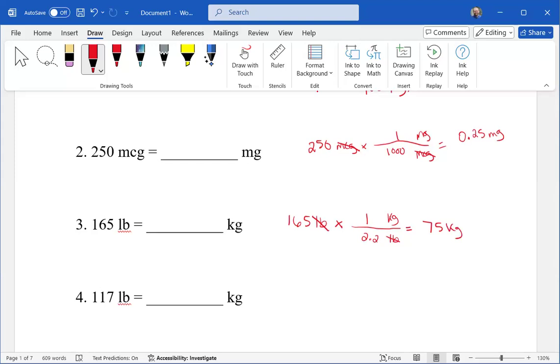Can I just ask a quick question? Yes, go ahead. Are they going to tell us if they want us to round, or do we just have to know? You have to know. And usually the clue is, let's say this answer was 75.454545. You're going to see that your calculator just keeps going on and on and on. That's your clue that you need to round.